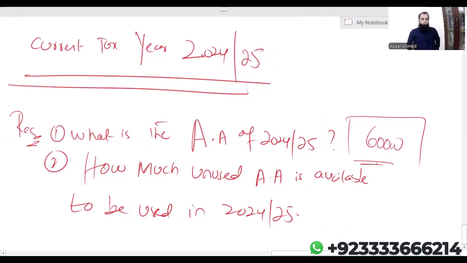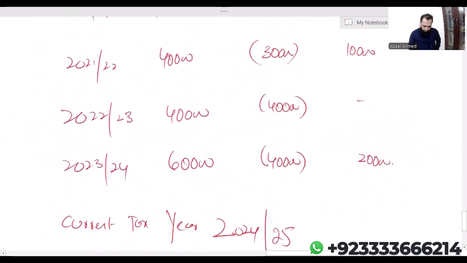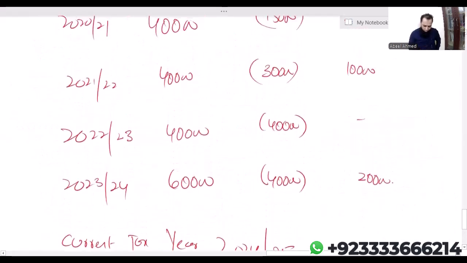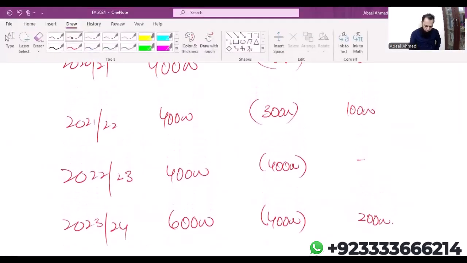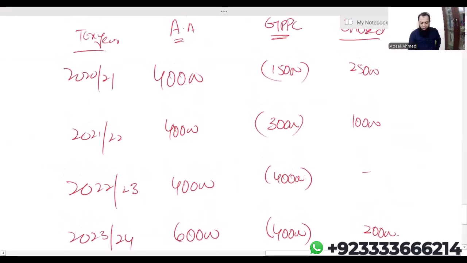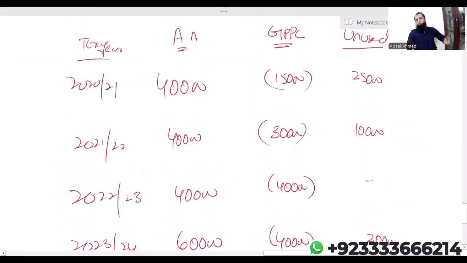Now we need to see how much unused limit will be available to be used in tax year 24-25. Let's see. Now listen carefully. Unused limit can be carried forward for 3 tax years. How many? 3. Now listen.